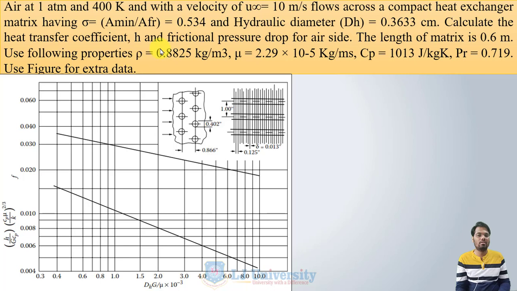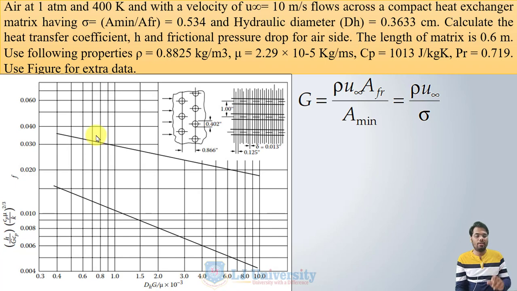Using the flow properties: density 0.8825 kg per meter cube, viscosity 2.29 into 10 raised to minus 5 kg per meter second, specific heat 1013 joule per kg Kelvin, Prandtl number 0.719. These are the data given in the paper based on temperature. So for 400 Kelvin, these are the properties already mentioned in the question. And this is the graph given with the data to find the value of friction factor f and to find the value of h by using this relation.